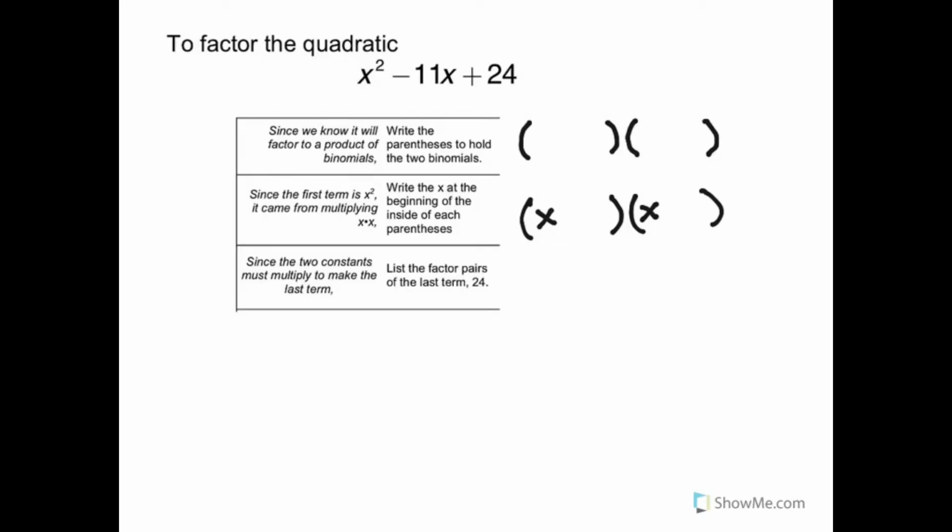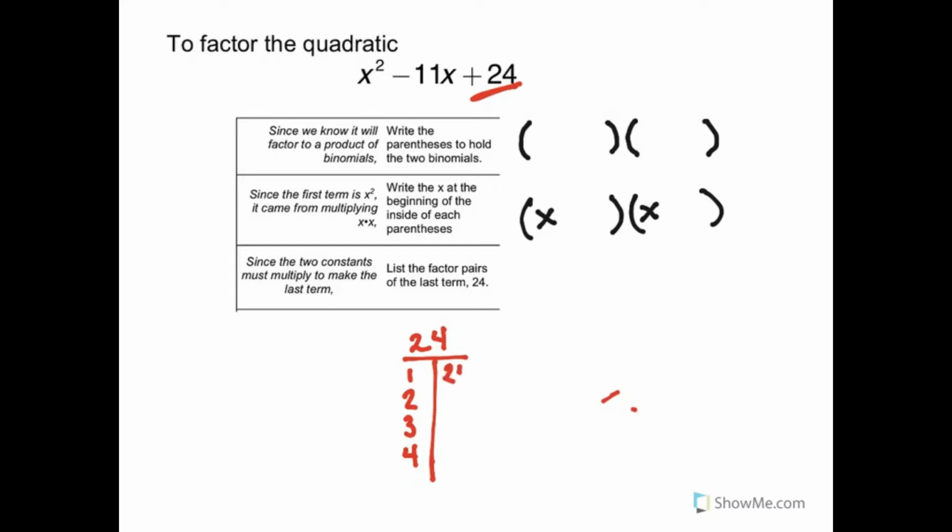Well, now we need to look at the last term, 24. The two constants with the x's must multiply to make 24, so I'm going to figure out what are the factor pairs for 24. So I make a little chart, 1, 2, 3, 4. That's as far as I need to go because the square root of 24 is 4 point something.